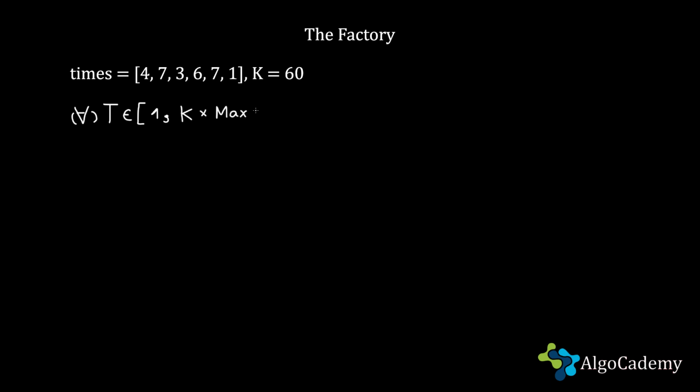This is like, I don't know, the worst case upper bound: K crossed max time. So we can try out each amount of time from this range. And the second step of the brute force approach is just to see if that time is big enough. What does this mean? It means that we should see how many products all the workers can pack and check if the number of products is greater than or equal to K.